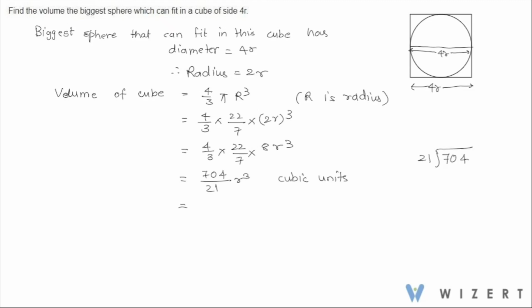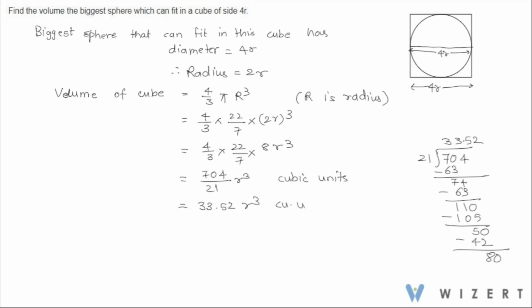with this division we have 21 3s are 63, 7 4, so we have again 21 3s are 63, 11. Now we have a decimal point here. 21 5s are 105. We'll take another 0 here. 21 2s are 42. So 21 3s are, so we'll stop at 2 digits after decimal point and we are left with 33.52 r cube cubic units.